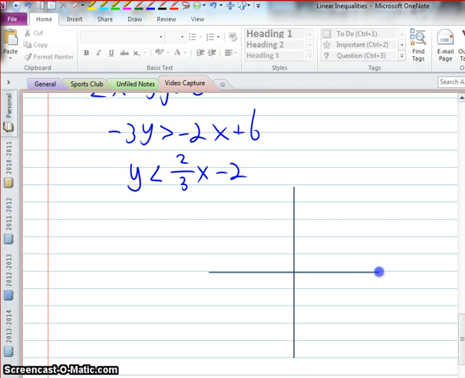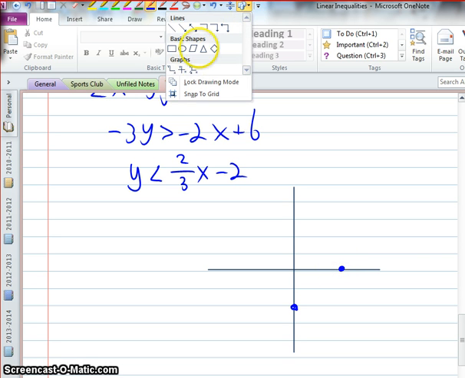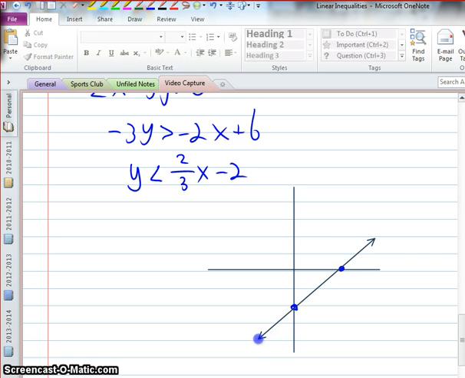Let's take a look at this guy. Y-intercept -2. Slope is positive 2/3, so up 2 over 3. Connect the dots. Remember that this inequality did not have an equal sign as part of it, so we have to dot it. And then we're shading where y is less than, so we're going to shade down at the bottom.